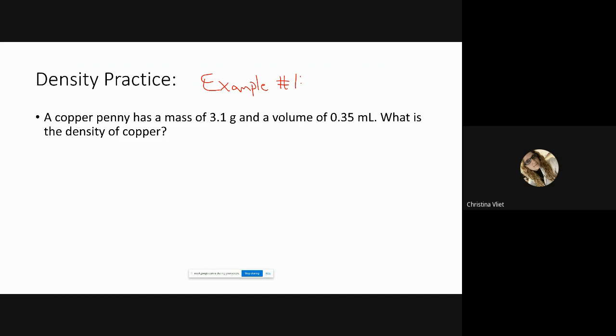So, density practice, question 1: you've got a sample of copper. You've been provided, it has a mass of 3.1 and a volume of 0.35. What is the density of the copper?